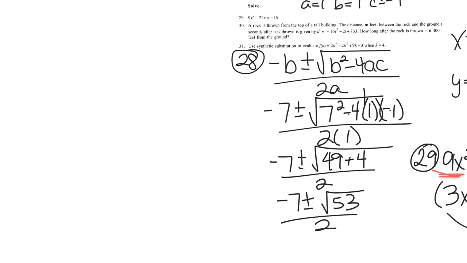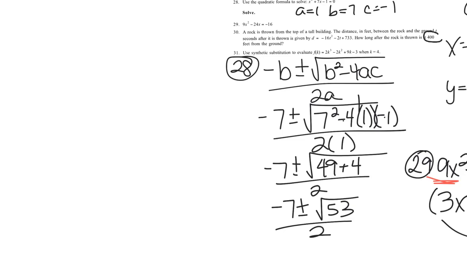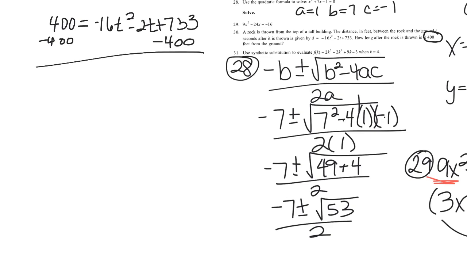So, number 30, a rock is thrown from the top of a building. The distance in feet between the rock and the ground, t seconds after it is thrown, is given by d equals negative 16t squared minus 2t plus 733. How long after the rock is thrown is it 400 feet from the ground? So that's the distance, the 400. So that's going to go in the equation for d, negative 16t squared minus 2t plus 733. And this is going to look like a quadratic formula problem. So I'm going to subtract 400.